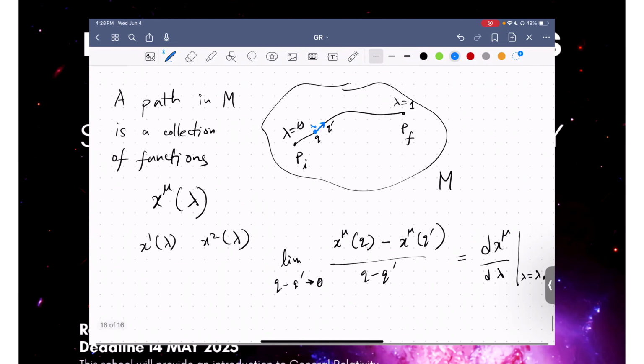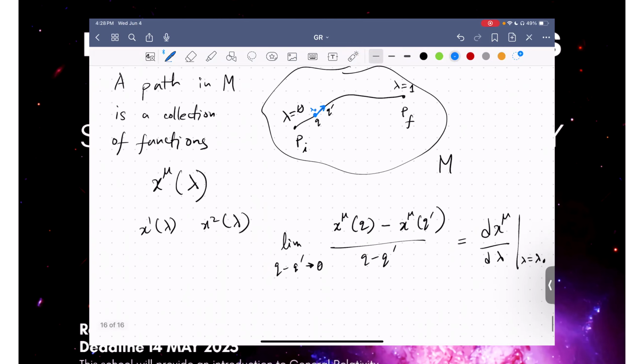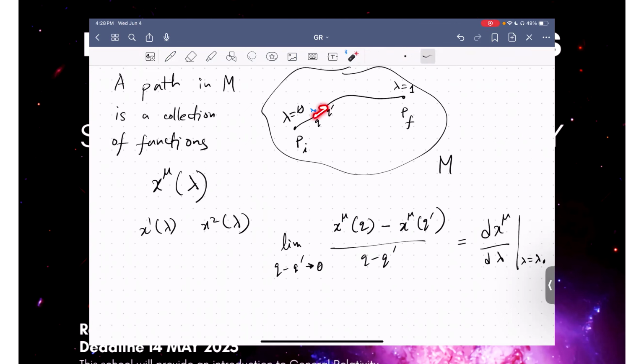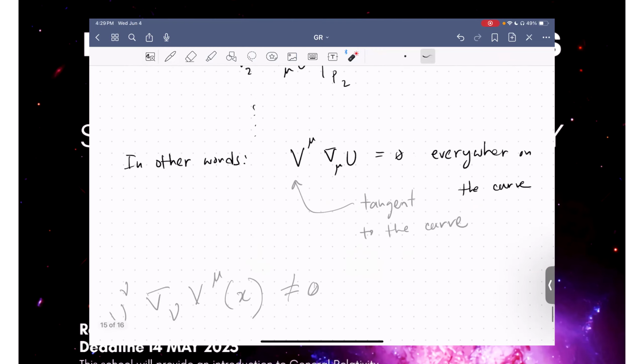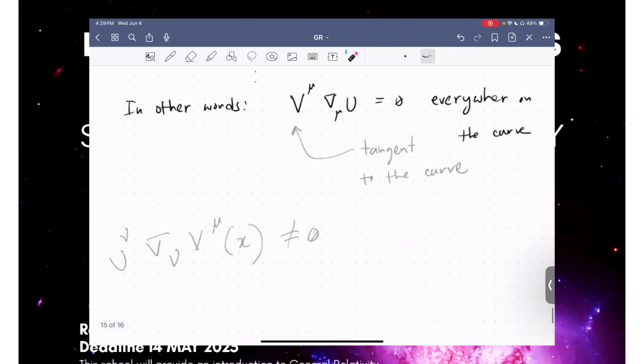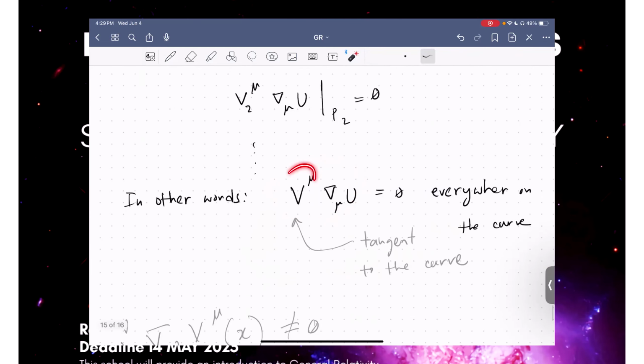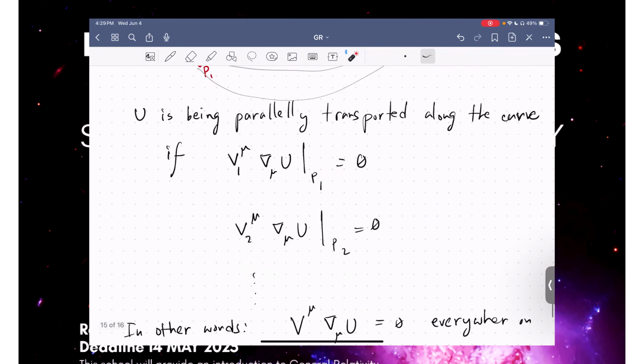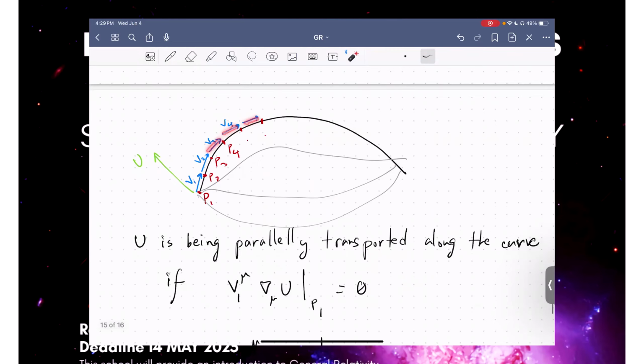I mean, you have to use your intuition here. You can see rigorous definitions in textbooks, but what I am trying to motivate is that we can identify the tangent vector at any point with the derivative of your coordinates with respect to the parameter of the line, evaluated at the value of the parameter that corresponds to that particular point. Okay. So if we do that, then the condition of parallel transport, where we were saying that you have to identify this V as the tangent to the curve, right? Because these vectors are all tangents.